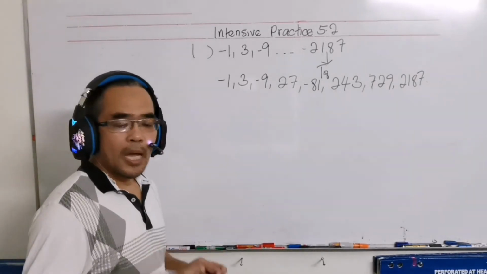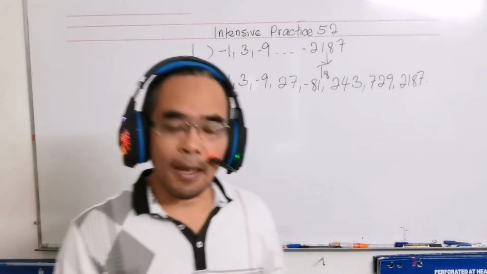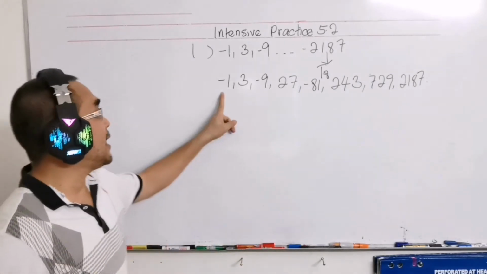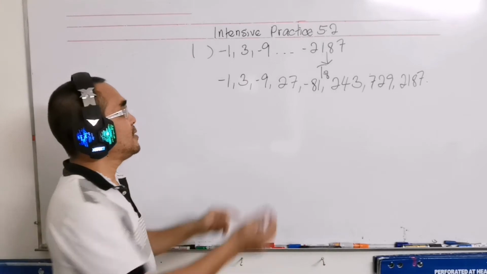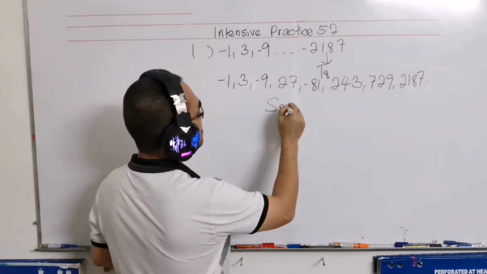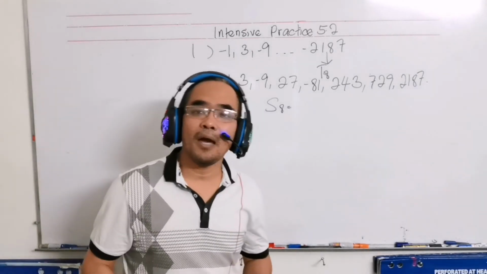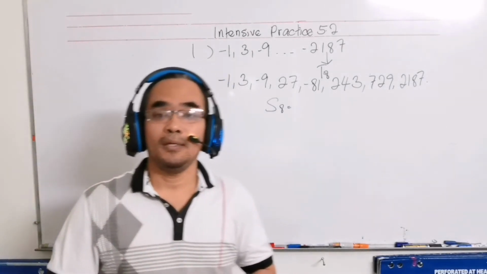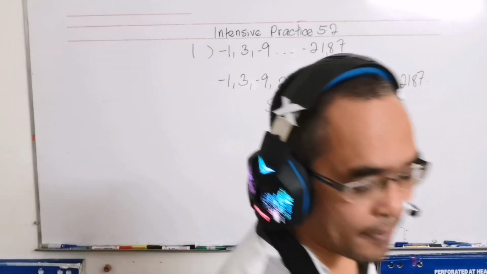Okay, so we need to know the sum of all the terms. You may do it manually: negative 1 plus 3 plus negative 9 plus and so on. But the purpose here, I'm not going to do it manually. We are going to calculate using the formula.